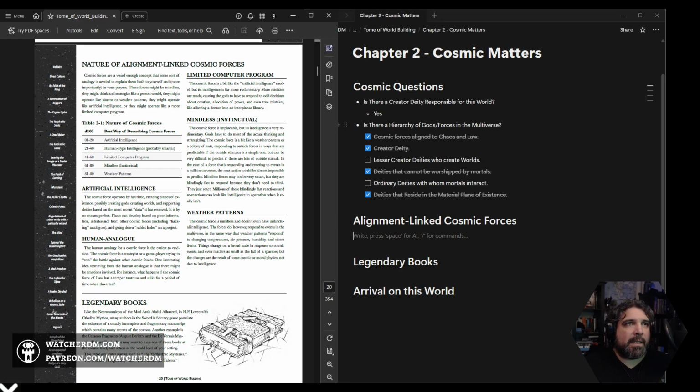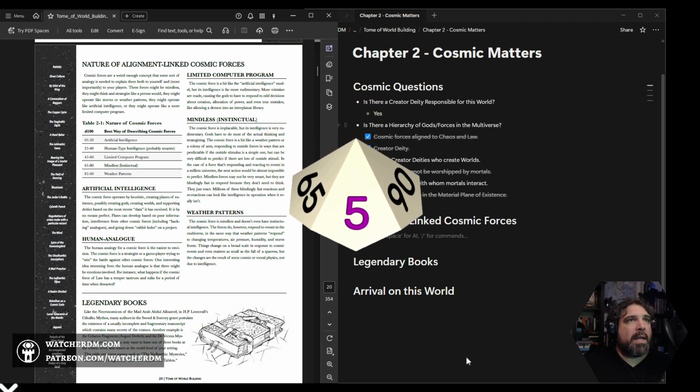That's interesting. Okay, we got our first dice roll. Let's do it. Boom. What do we get? A 5? Oh, artificial intelligence. Man. Okay. I don't know that I love that, but let's read it. The cosmic forces.